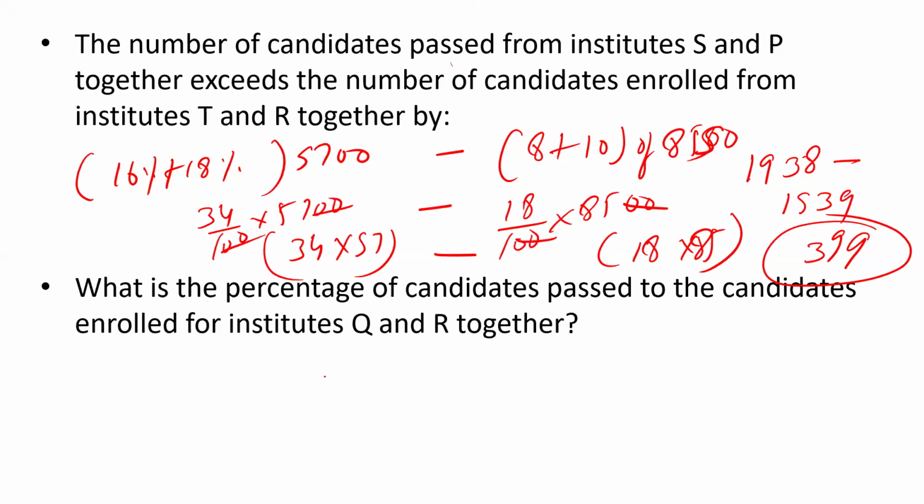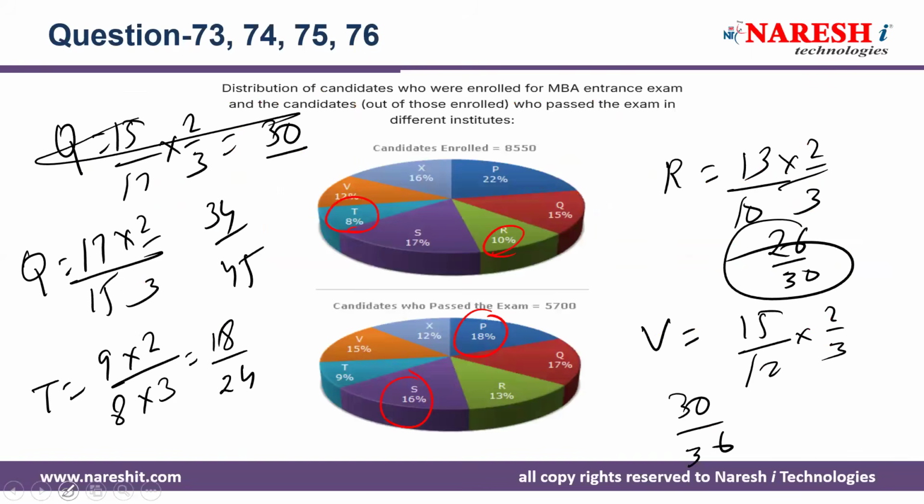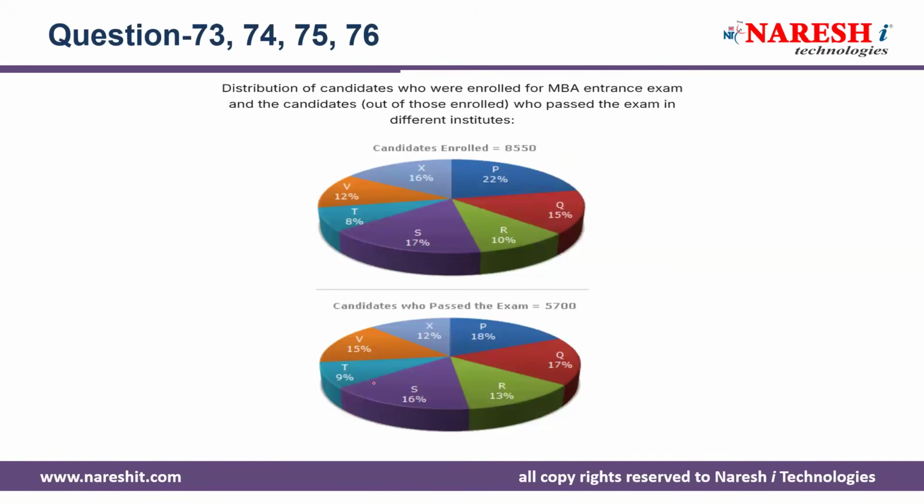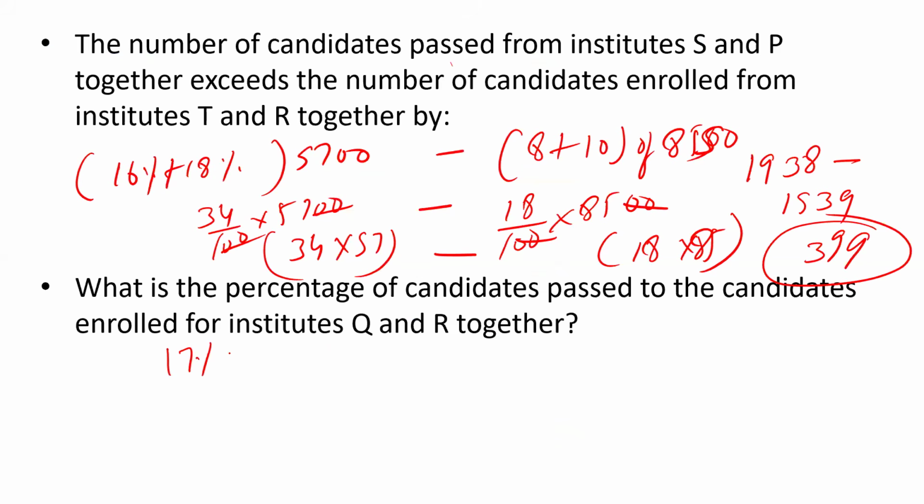What is the percentage of candidates passed to the candidates enrolled for Institute Q and R together? Candidates passed from Q and R. Q and R pass how much? Q is 17, R 13. So 17 plus 13 of 5700. What is the percentage passed to the candidates enrolled for Institute Q and R together?